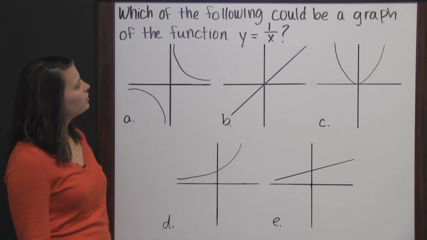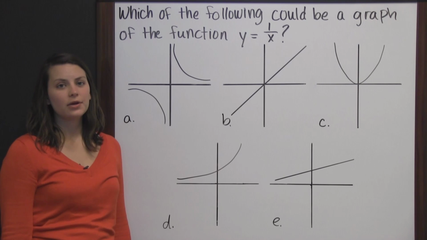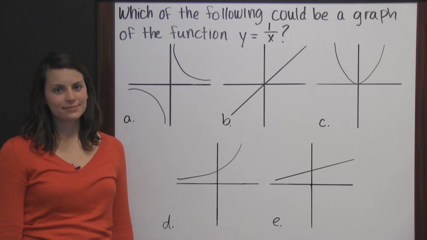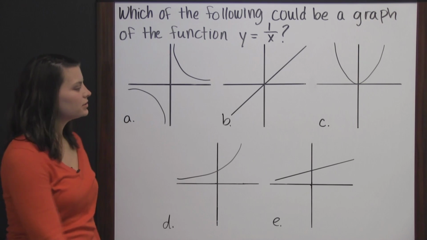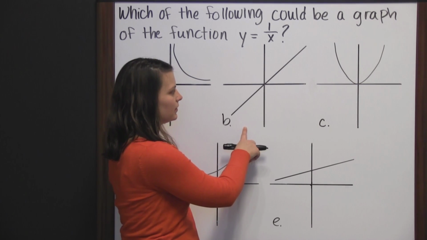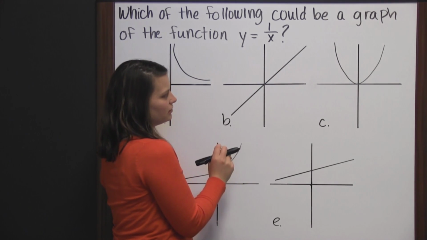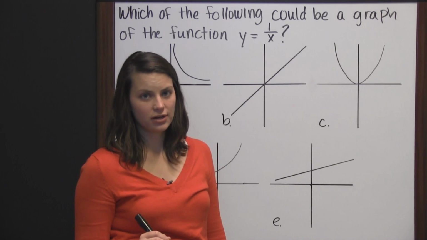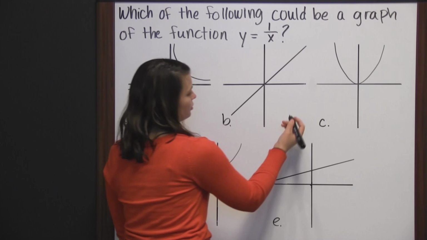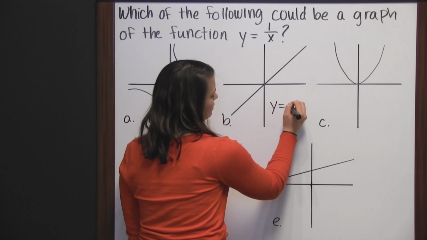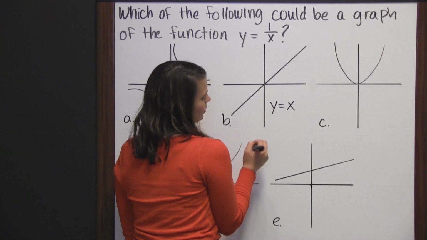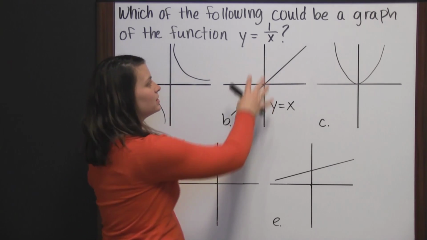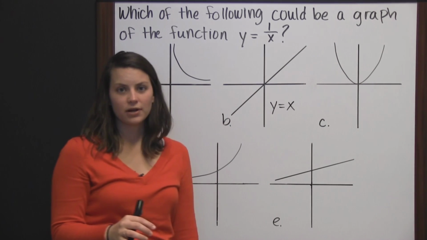Which of the following could be a graph of the function y equals 1 divided by x? Let's start with B. This is a linear function. In fact, it even looks like the parent function of a linear function, which is y equals x. So not y equals 1 divided by x. By the way, this is called a rational function.